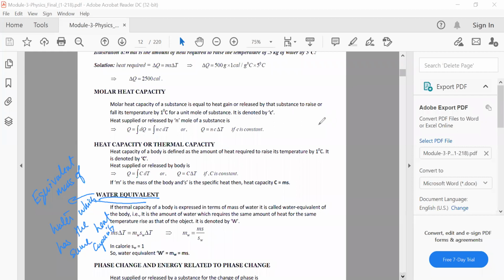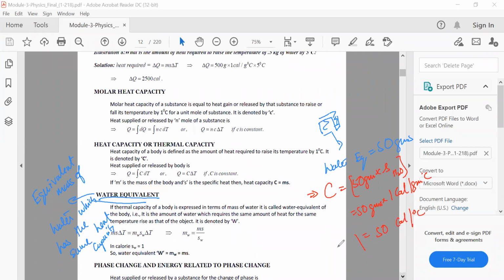For example, if I say that this object made of some metal has a water equivalent of 50 grams, let's say. So it implies that the heat capacity of that material is equal to 50 grams multiplied by the specific heat capacity of water. So the heat capacity is equal to 50 grams into 1 calorie per gram degree C. So the heat capacity is 50 calories per degree C.